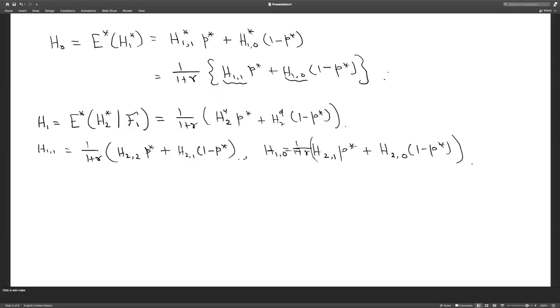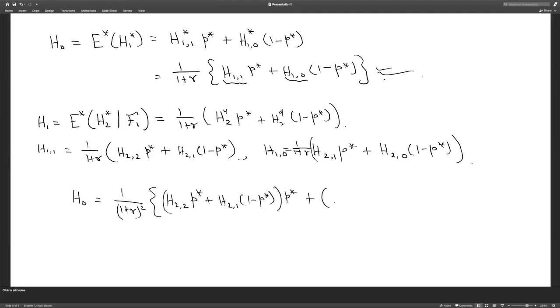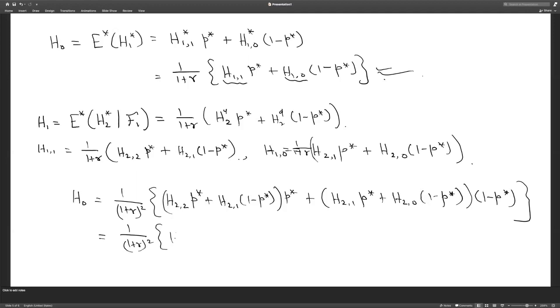Okay, so let's put these two into this equation, and we get H naught is equal to 1 by 1 plus R the whole square into H22 P star plus H21 1 minus P star, everything multiplied by P star, plus H21 P star plus H20 1 minus P star, again everything multiplied by 1 minus P star, that we can write as 1 by 1 plus R the whole square into H22 P star square plus 2 times H21 P star into 1 minus P star plus H20 1 minus P star the whole square.